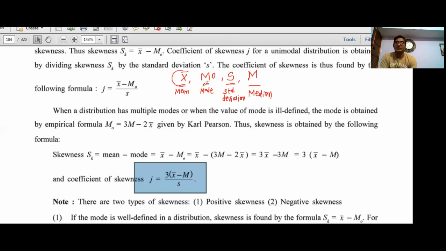So x bar, Mo, and M are part of chapter number 3, and s is part of chapter number 4. So as I said earlier, this is a simple revision of chapters 3 and 4. First of all, go to chapters 3 and 4, study all the formulas, get clarity on all of them, and only then start this chapter. Okay. So on the basis of this, I am starting practical examples on the Karl-Pearson method, but it is in the next class.